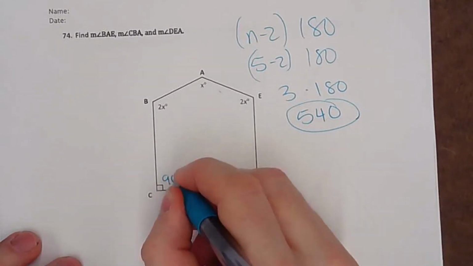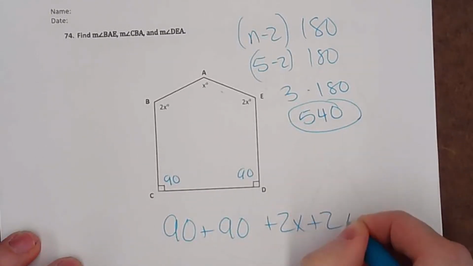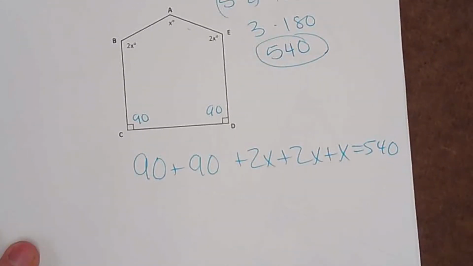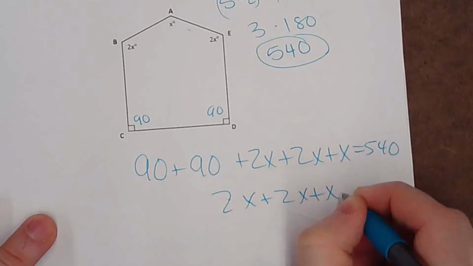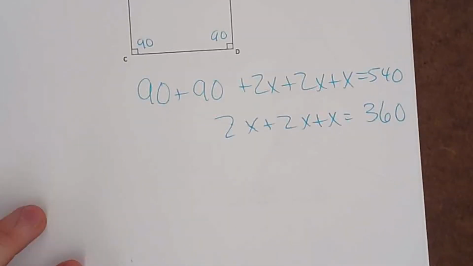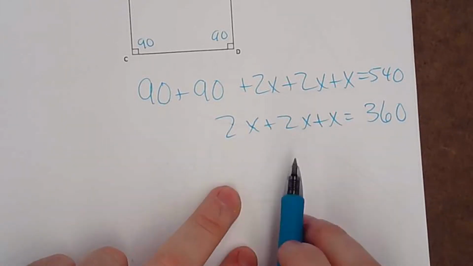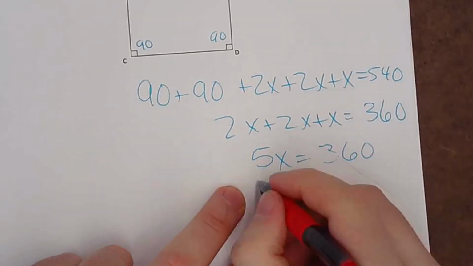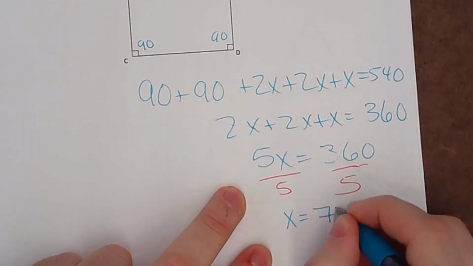So 90 plus 90 plus 2x plus 2x plus x should equal 540. You guys follow me on that logic? All these angles should add up to 540. If we subtract those, we get 2x plus 2x plus x equals 360. How many x's do I have? Try again. 4 or 5. 5 x's. So 5x equals 360. And I divide by 5 for my last step. So x is going to be 360 divided by 5, which I believe is 72.